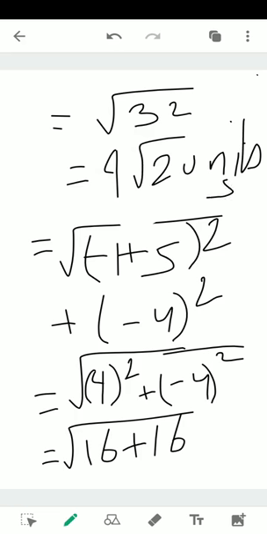So this is how we calculate the distance between two points in a coordinate system. I hope everyone is clear with this. Further examples, we will be discussing in the classes to come.